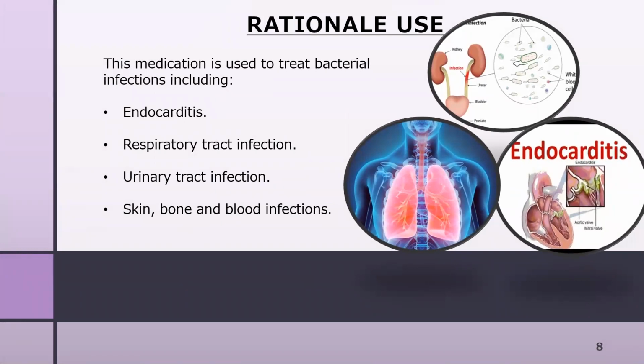Rational use of cilastatin. This medication is used to treat bacterial infections. As I told you earlier, cilastatin is used to treat various bacterial infections. So some conditions are there. First one is endocarditis. Endocarditis is an infection of the inner lining of the endocardium caused by a bacteria. Other conditions are respiratory tract infections, urinary tract infections, and infections in the bone, blood, and skin. So this medication cilastatin is used to treat all these types of infections.